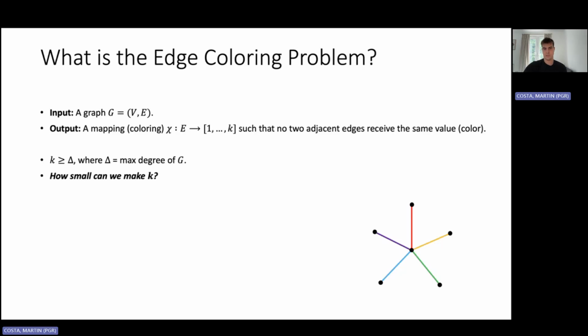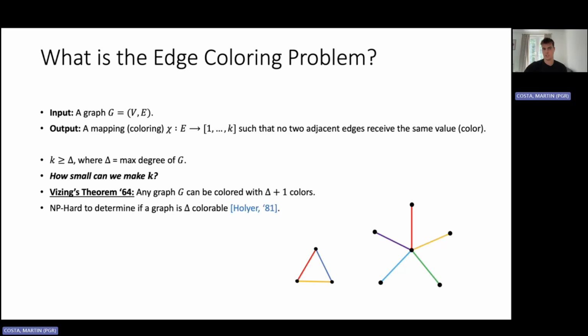So really the interesting thing here is how small can we make k, the number of colors that we use, okay? Because trivially, we could just assign a different color to every edge and we'd be done. So Vizing's theorem from the 60s shows that any graph can be colored with at most Δ+1 colors, okay? If you consider something like a triangle, for example, we can see that some graphs actually do require Δ+1 colors. And in general, it's NP-hard to determine if a graph is Δ-colorable. So Δ+1 is really the best that we can hope for from an algorithmic perspective, okay?